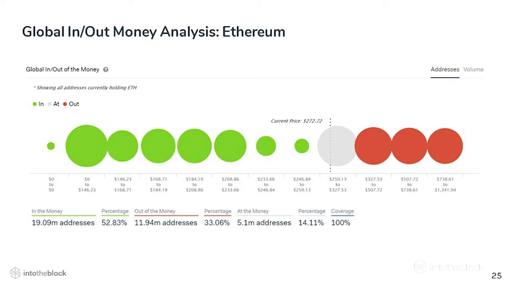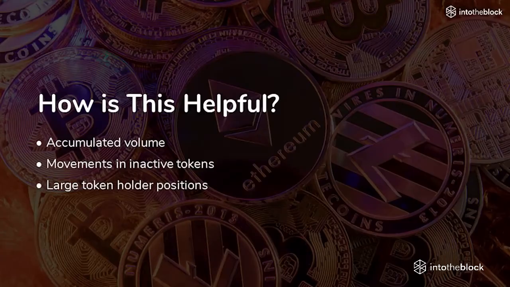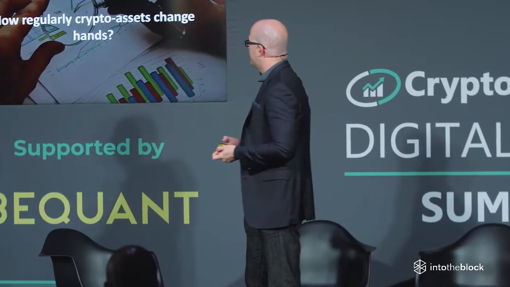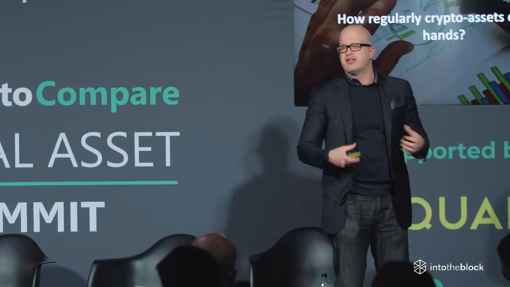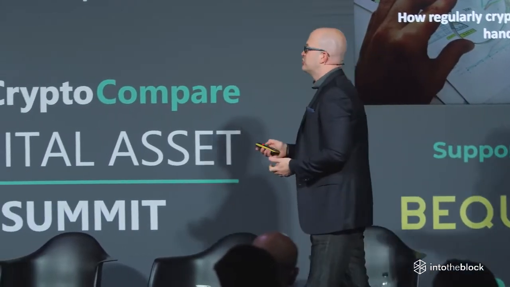The same analysis. How is that helpful? Well, it gives you ideas of accumulated volume. What are the positions that have volume that are unique? Movements in inactive tokens, as well as where are the large token holders, the whales' positions. Here's another question. How regularly does crypto change hands? So how regular are coins that are not moving, that are dead?